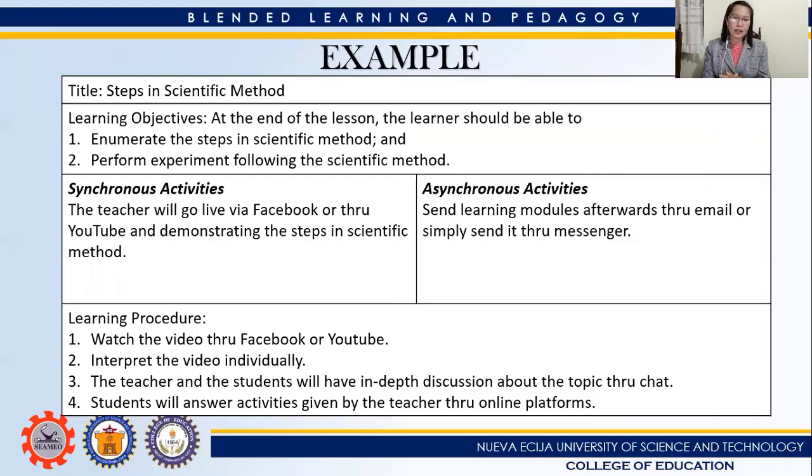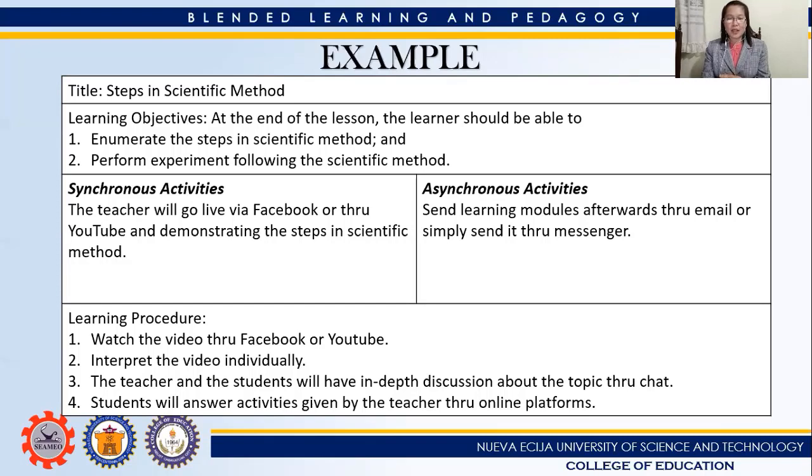For example, the title or the lesson is Steps in Scientific Method. Let us assume that that is your topic. However, you can still use any lesson or any topic. So then let us proceed to the learning objectives. At the end of the lesson, what should your students be able to do? For example, enumerate the steps in scientific method and perform an experiment following the scientific method.